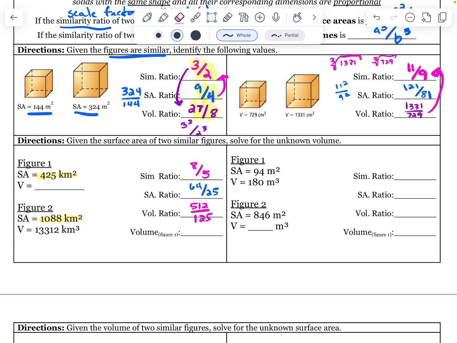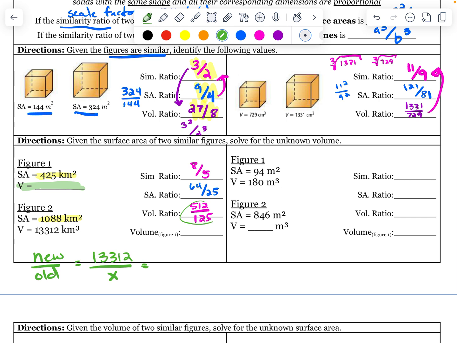Okay, now figure out the volume of the original. So we are going to keep doing our new over old, right? Okay, so new over old. So that would be 13312 over x equals, this is volume, so I can use my volume ratio, 512 over 125. Cross multiply. 3,250 kilometers cubed. Divide by the one left over.